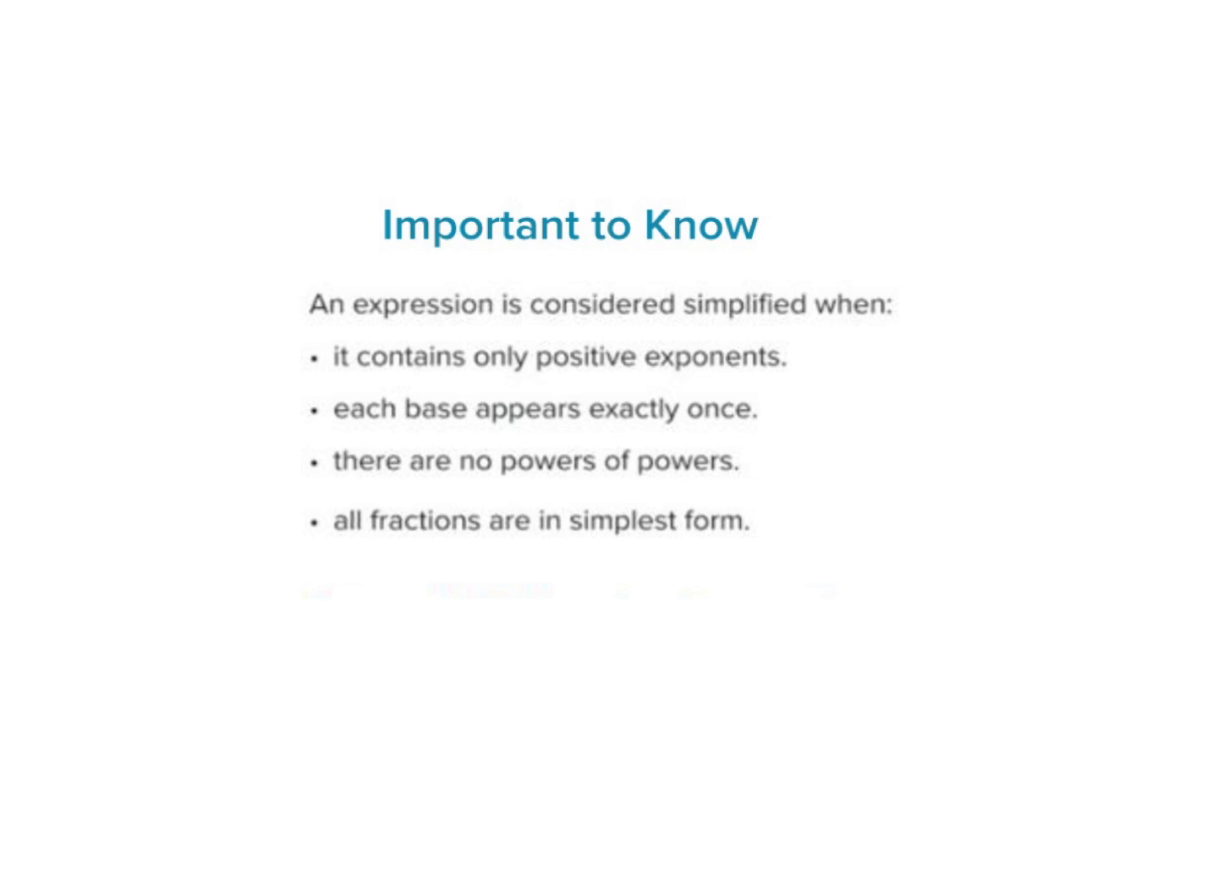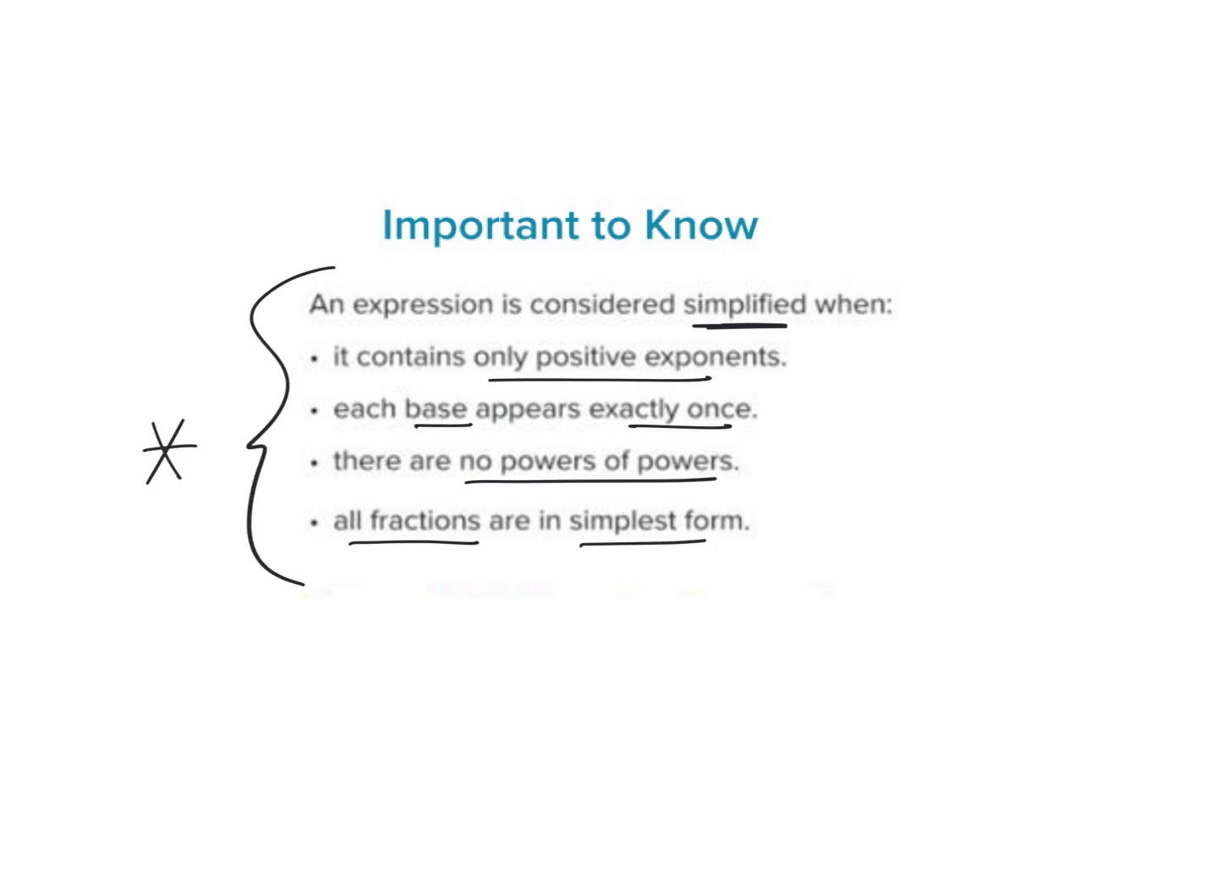One thing that's really important to know is that when we're talking about simplifying expressions, in order for it to be simplified, it has to contain only positive exponents. Each base can only appear one time. There are no powers of powers, so we don't have an exponent raised to an exponent. And all of our fractions are in their simplest form. These four things are really important to know so that you can test whether each of your expressions is as simplified as it can be.